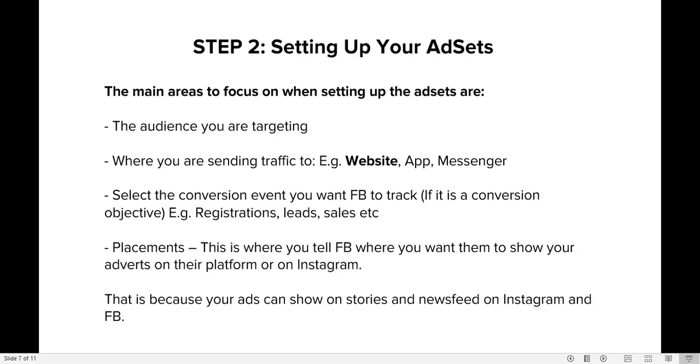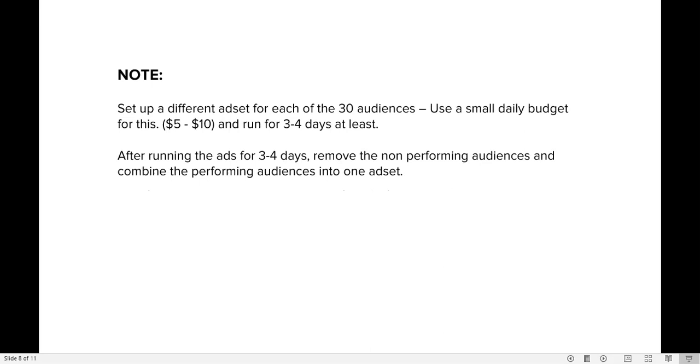Step 2, after you have chosen your campaign objective, is to set up your ad sets. Whenever you want to set up your ad sets, the main areas to focus on are the audience you are targeting and where you are sending traffic to. Normally you can send traffic to your website, to your app, or to your messenger. Then select the conversion event you want Facebook to track. Here we want Facebook to track registrations on our website. That is why we installed the Facebook pixel on our thank you page. Then placements. Placement is where you tell Facebook where you want them to show your adverts on their platform or on Instagram.